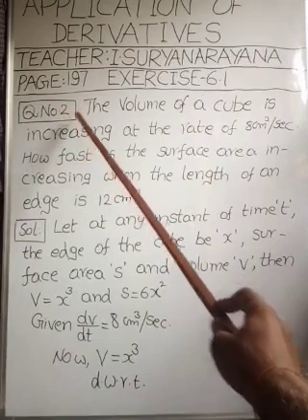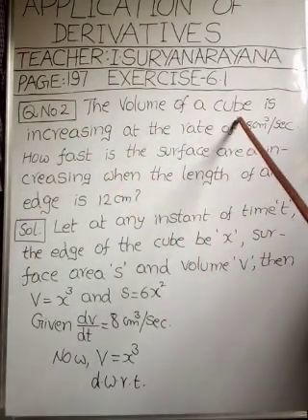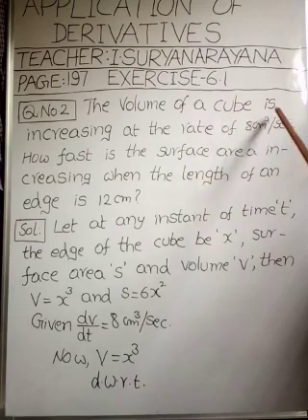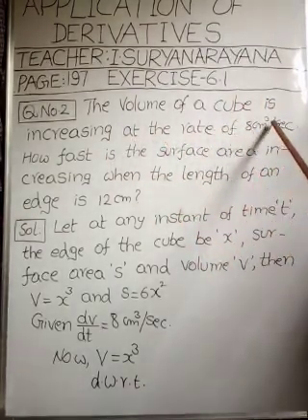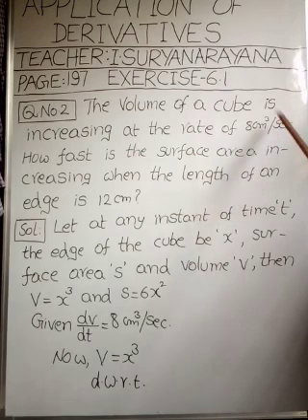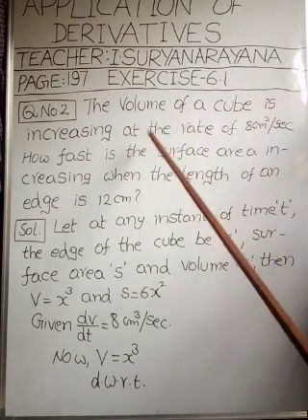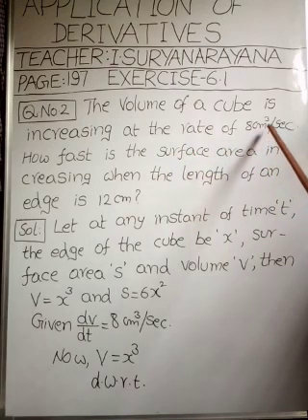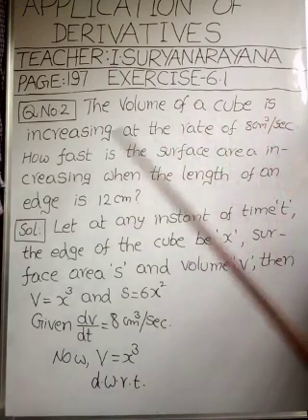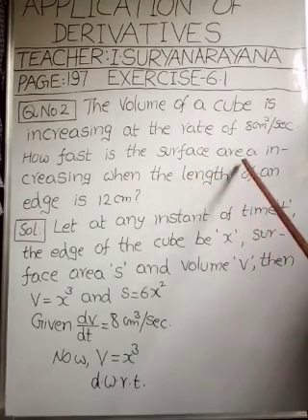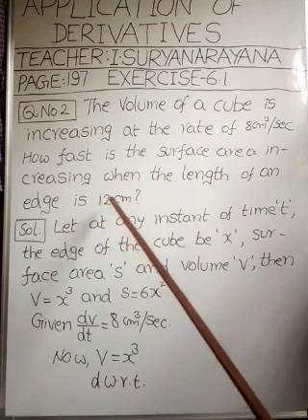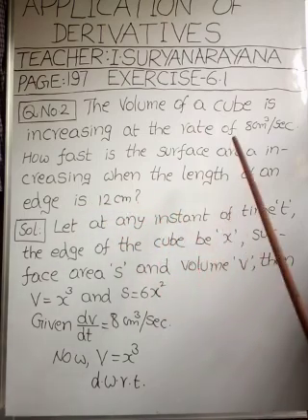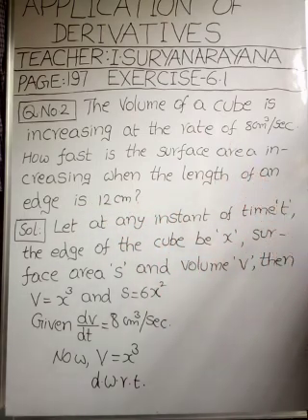See question number 2. The volume of a cube is increasing at the rate of 8 centimeter cube per second. How fast is the surface area increasing when the length of an edge is 12 centimeters? Okay, my children, understood? This question is related to a cube.